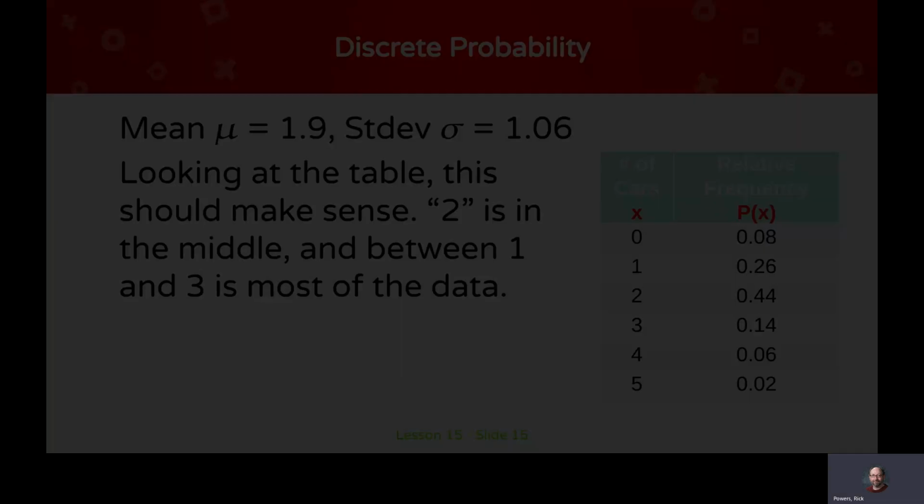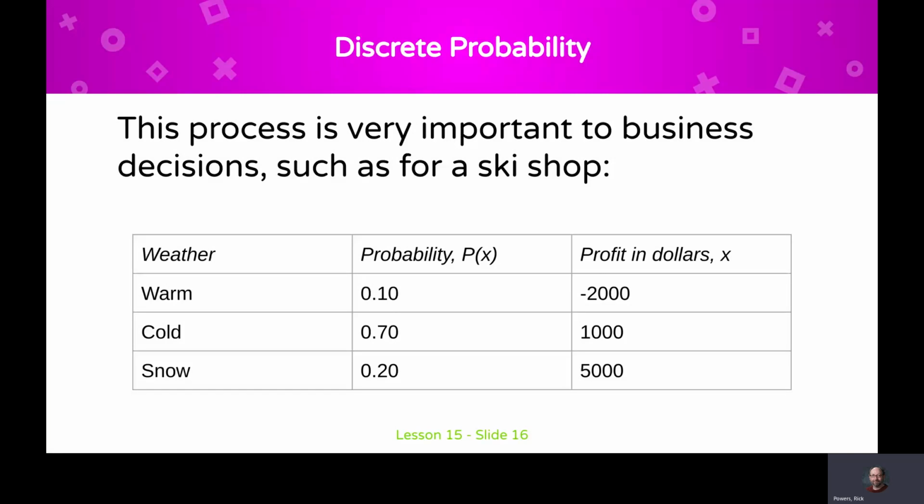This process is very important to business decisions, such as for a ski shop. The weather could be warm or cold or snow. The probability of being warm is 10%, probability of being cold is 70%, and the probability of snow is 20%. Then the profit in dollars for each of these events: if it's warm, you lose money. It's a negative 2,000. If it's cold, then your profit is 1,000. If it's snowy, then your profit is 5,000.